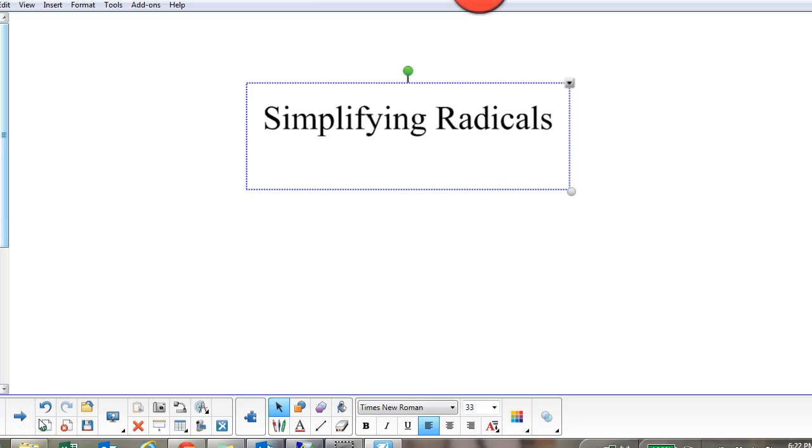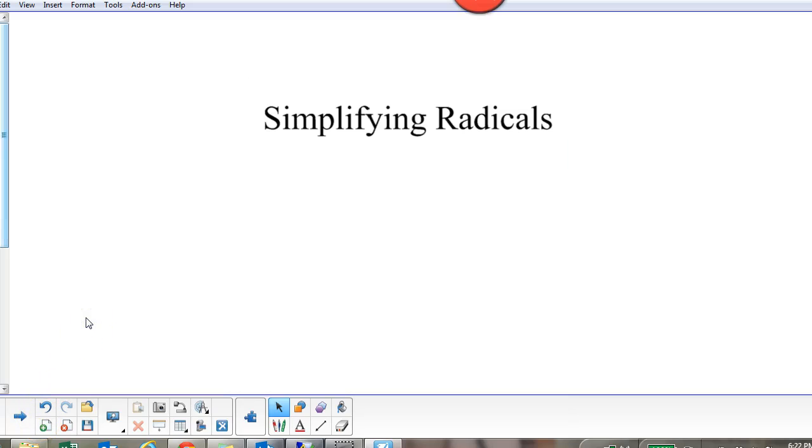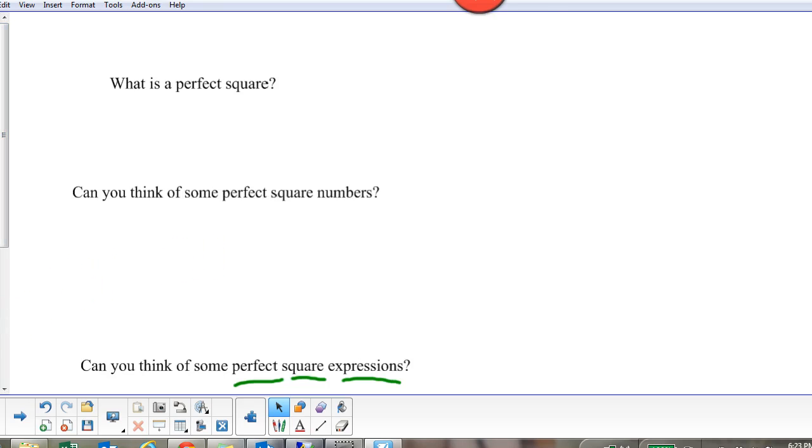Okay, hello. So today we're talking about simplifying radicals. Radicals are anything with a radical sign, which usually for us indicates square roots, and we'll talk about that and other irrational numbers along the way here. So first I want to start talking about what's a perfect square.